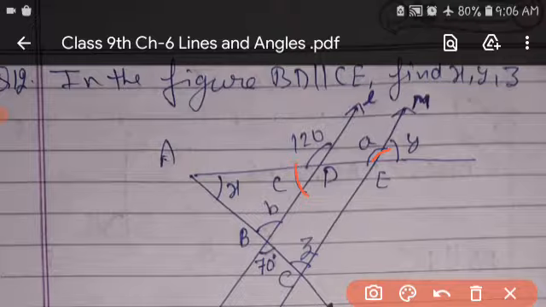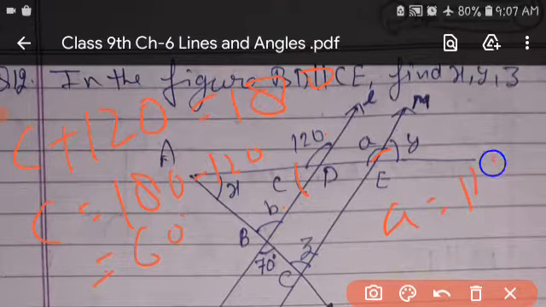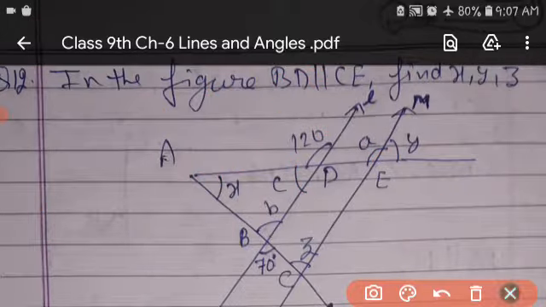Now C plus 120 is equal to 180 degrees. Now the value of C is equal to 180 minus 120, which is 60 degrees. A is equal to 120 degrees because of corresponding angles.